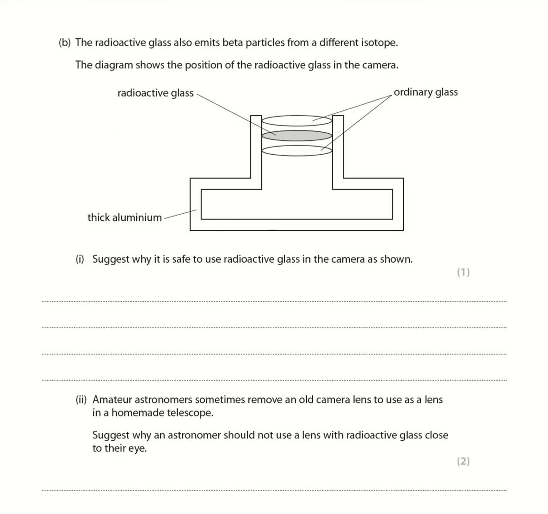Radioactive glass also emits beta particles from a different isotope. A different isotope emits beta particles.